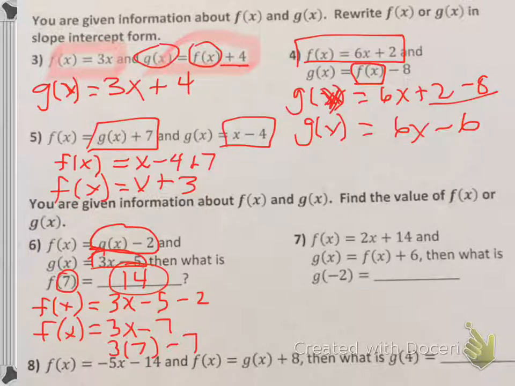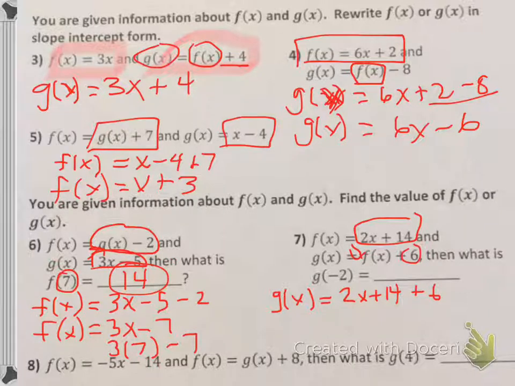All right, same thing, next problem. F of x equals this. I'm going to substitute my f of x into the f of x in the other problem. So it says g of x equals f of x. I'm going to put 2x plus 14 in place of the f of x. Going to finish off my equation with that plus 6 there. I'm going to combine those like terms, so I get 2x plus 20.